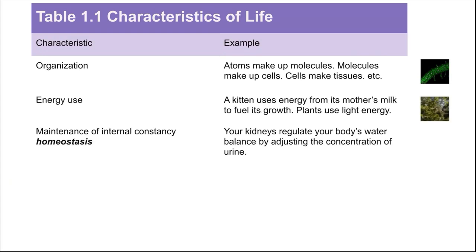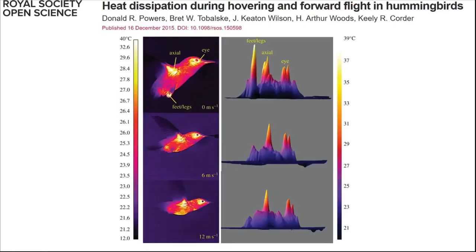Another characteristic of life is the maintenance of internal constancy. We call that homeostasis. Within our body, we have kidneys, which help us regulate our body's water balance, and that helps maintain a consistent internal state in our bodies.